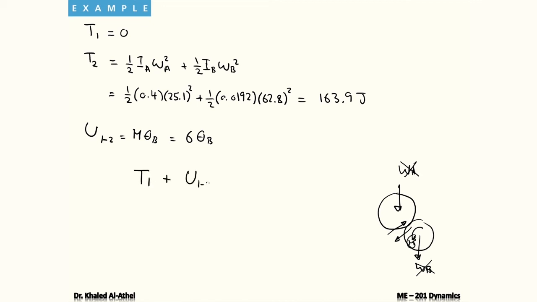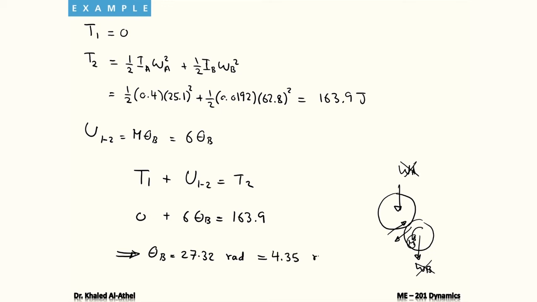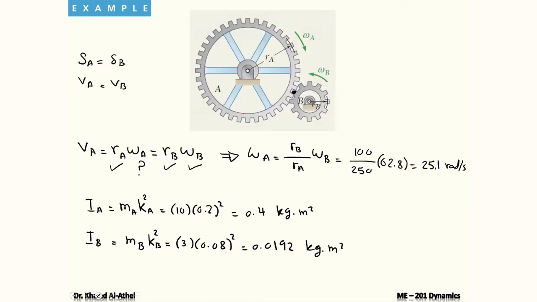So everything is known except for theta. So apply the theory. T1 should plus the work equal T2. T1, remember, was 0, plus 6 theta B should equal 163.9. Everything is known except for theta. So this gives me theta B equals 27.32 radians. And you can also convert this to revolutions, so it becomes 4.35 revolutions. And this is the first part of the problem. So let's go to the second part.